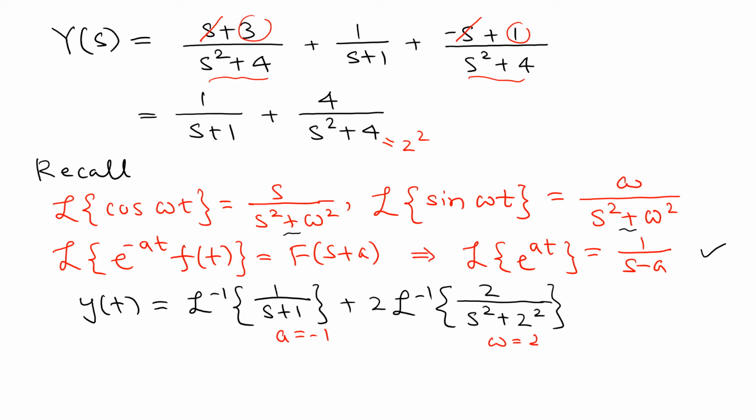So that means the final answer is going to be, for the first one, e to the minus t. And from the second one, sine 2t. So that's the final answer of the problem, using these identities. Okay, so let's look at the next one.